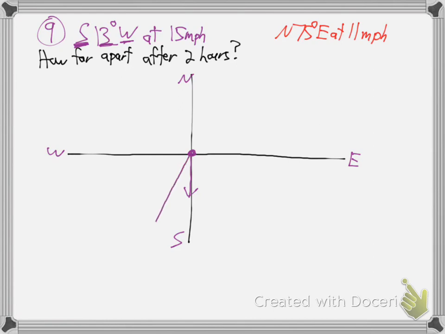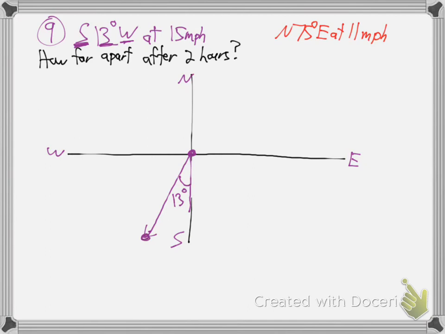So this is 13 degrees to the west of straight south. Sorry, I'm not doing that very neatly. There we go. 13 degrees to the west of straight south. Does that make sense? South, but 13 west. So that's the direction of the first ship. Let's just put the first ship right here.